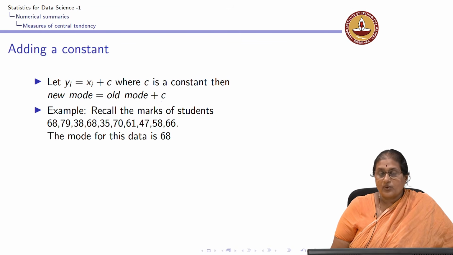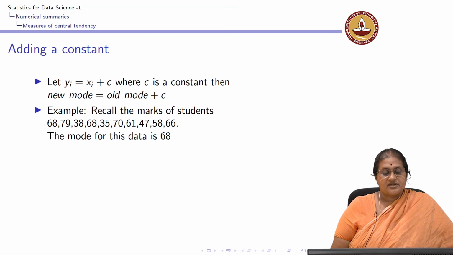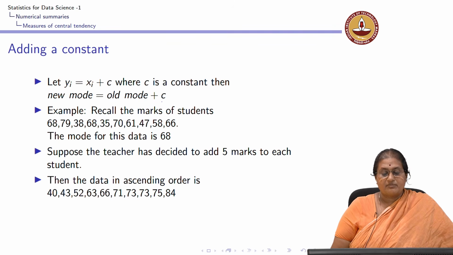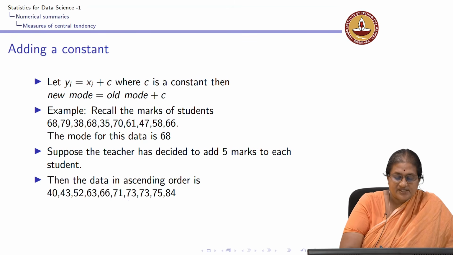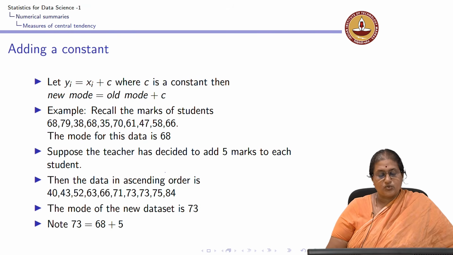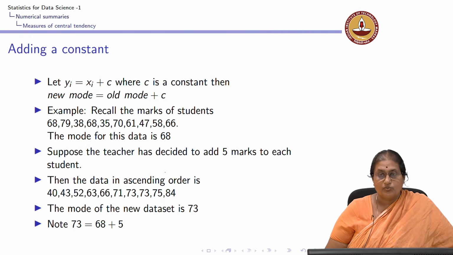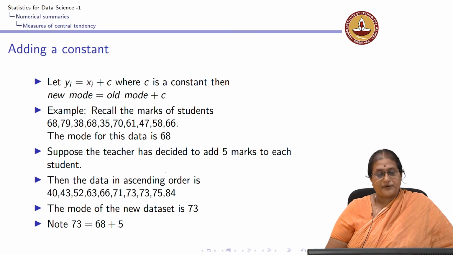Recall again, going back to our marks example, the data set is 68, 79, and so on. I have 10 students and I can see that the mode for this data set is 68. I add 5 marks just as earlier and you can see that the data set in ascending order becomes 40, 43, and so on. I don't need it in ascending order now, but nevertheless I can see that the mode now is 73, which corresponds to 68 plus 5.